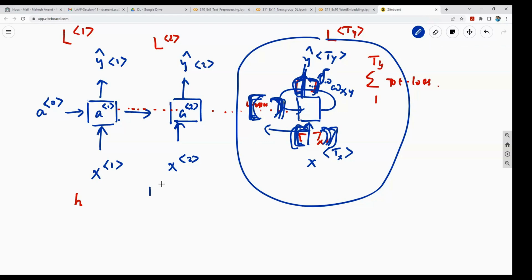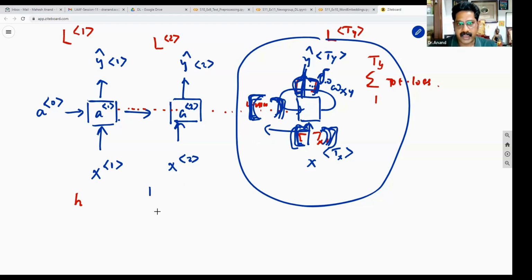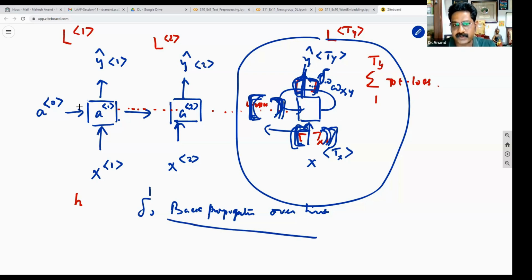Since it is a sequence model, we have to say that delta naught is back propagated over time. That is how we should understand backpropagation over time. We're looking at one physical architecture, and it looks like it happens at one instant, but you have fed the entire sequence. Once you have fed the entire sequence, you calculate the total loss and propagate it back. That means it is equally treated as backpropagation over time. That is the meaning. Just for your understanding, it is represented as an unfolded version like this.